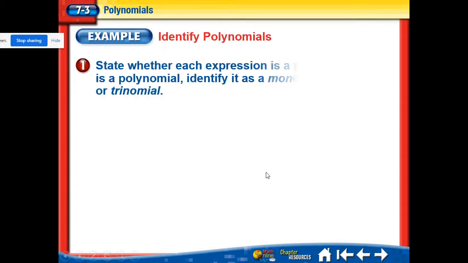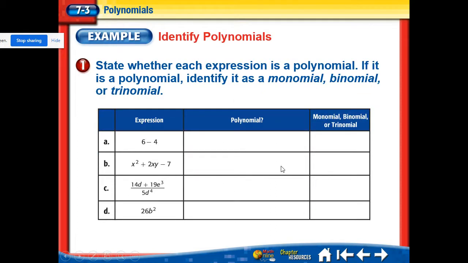All right, so let's take a look at some examples here. Identify if they are polynomials and are they a monomial, binomial, or trinomial. So let's look at this first one here. Is this a polynomial? Yes. The only time that we don't have a polynomial is when we have divide or negative exponents, or even some square roots would count too. So all of these are polynomials except for C here because of that divide here. That's not a polynomial, so that one would be a no. So we can't find out if it's a binomial or not.